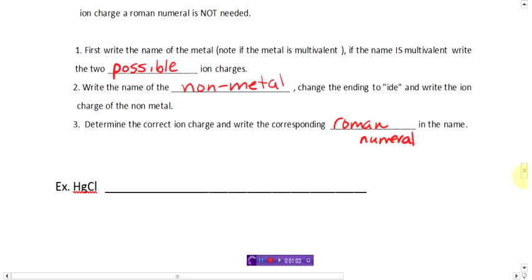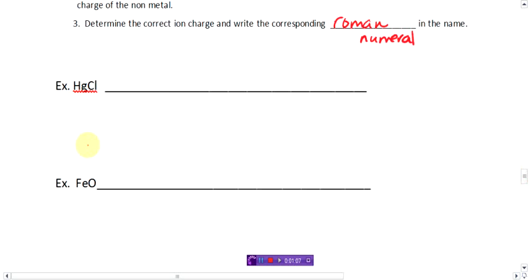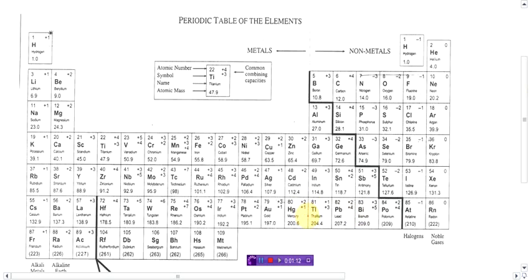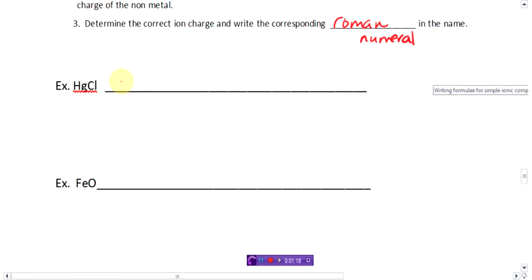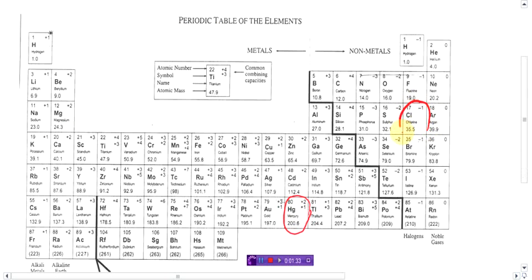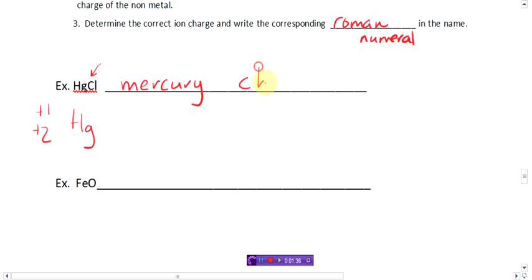So we'll go through several examples and they'll get a little bit harder as we go along. The first one's HgCl. If we look at the periodic table, Hg is mercury and can have a possible charge of +1 or +2. So we'll write mercury, and the possible charges are +1 or +2. Then we look at the nonmetal, Cl. Look at the periodic table, -1. So we write chloride. We change the ending to IDE, and we're going to write the symbol down at the bottom here. So if you look at the formula, there's one chloride ion, which has a charge of -1, and the mercury ion can have a charge of +1 or +2.